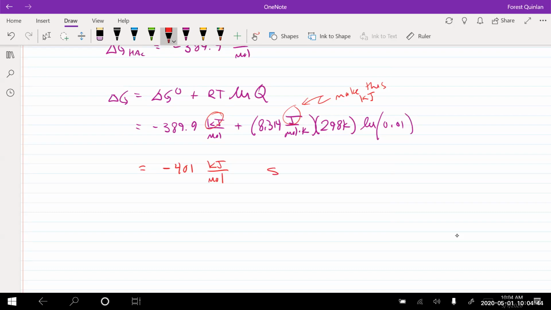What that means is it is spontaneous. It will naturally go to its equilibrium state without you having to do anything.